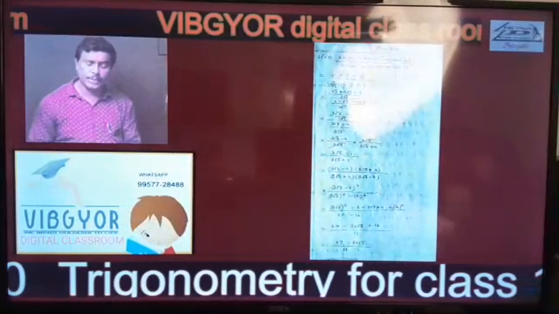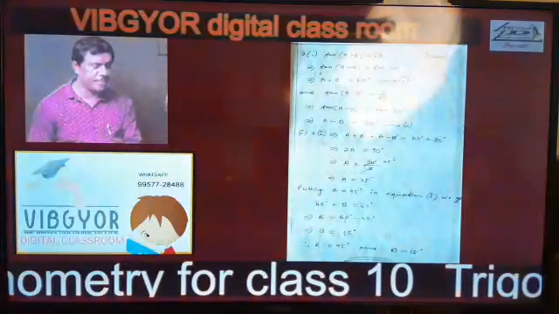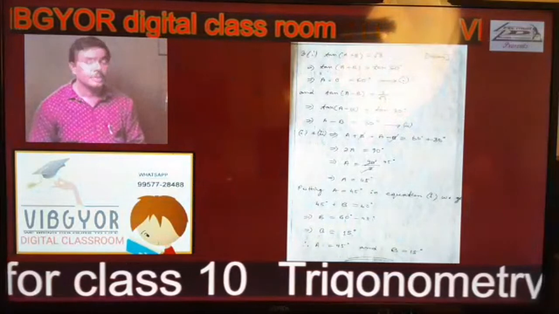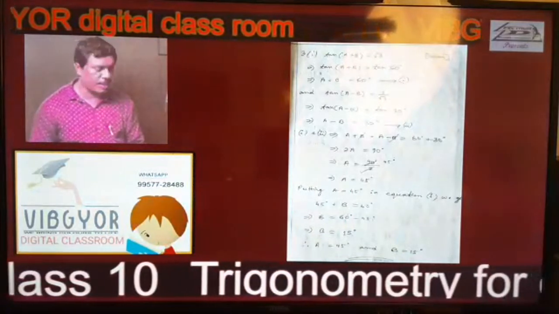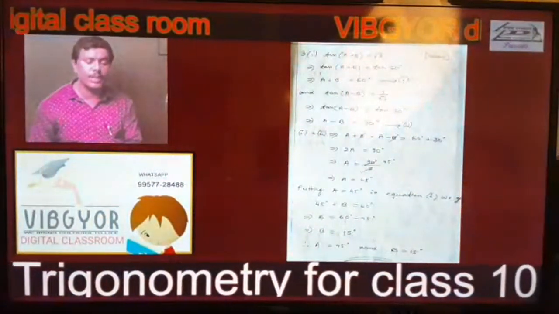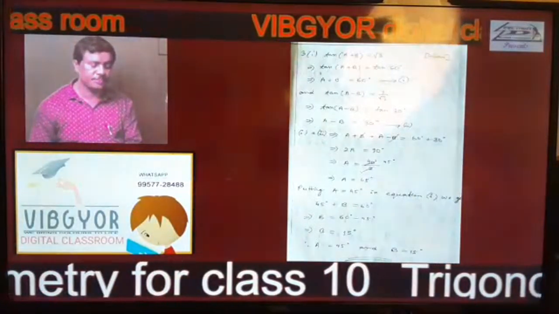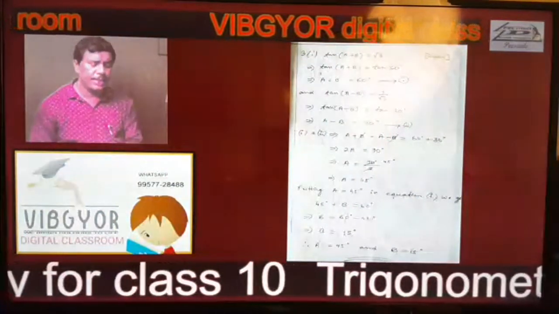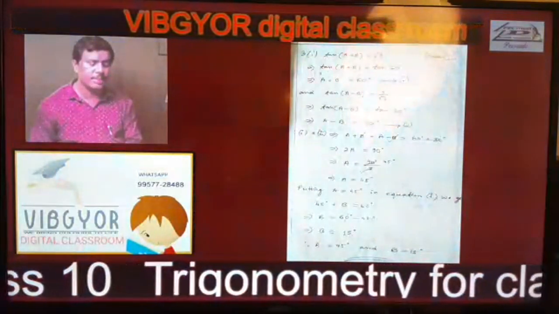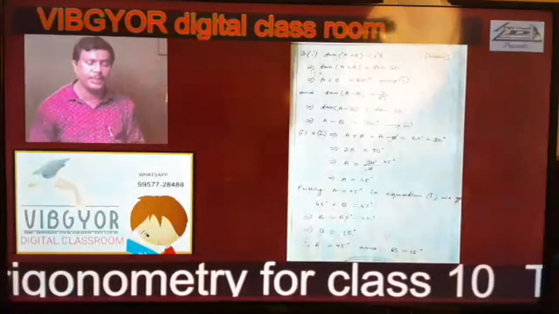Now we are going to the next page. Question number 3, there are 2 questions. Question number 3, part 1 we are going to solve. In the question it is given tan of a plus b is equal to root 3 and tan of a minus b is equal to 1 by root 3, where 0 degree is less than a plus b less than or equal to 90 degree, and a is greater than b. Find a and b. Now you have to find the values of a and b.